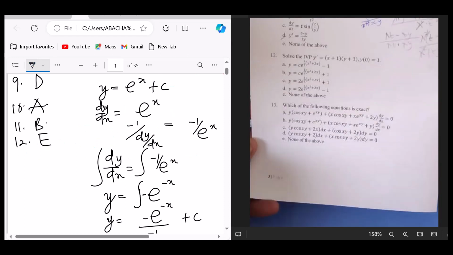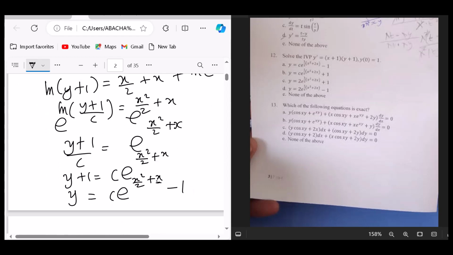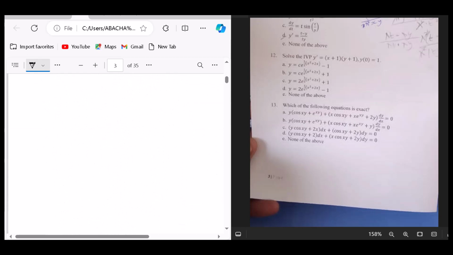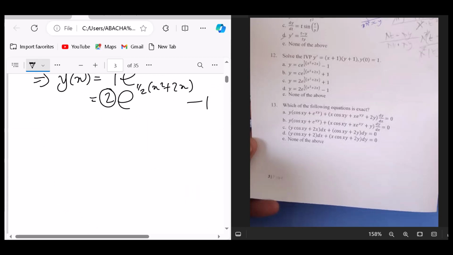So the following equation is exact. Exactness means that you have to test M of x and N of y, you have to test both sides. So if we do that test for exactness, I think this is very long, but let me try and see which one is actually exact. So I'll just show you how to go about it, then we'll show which one is the answer.